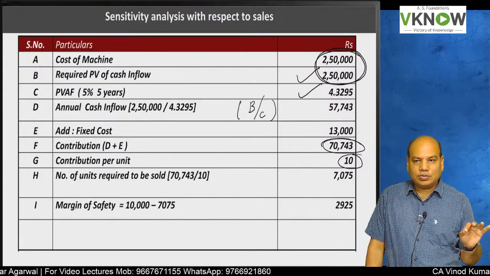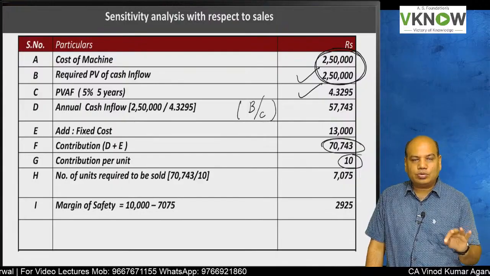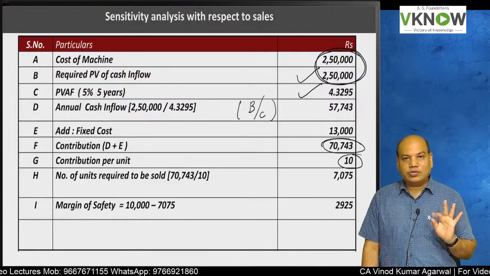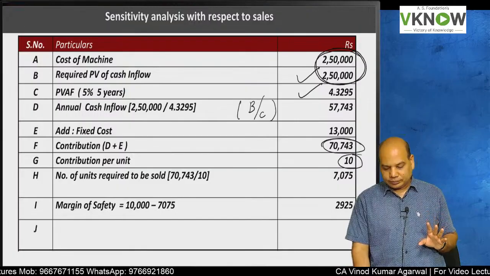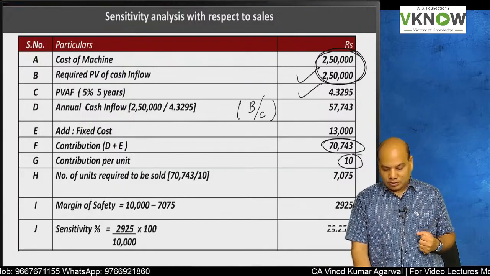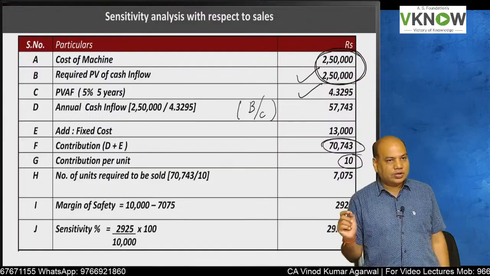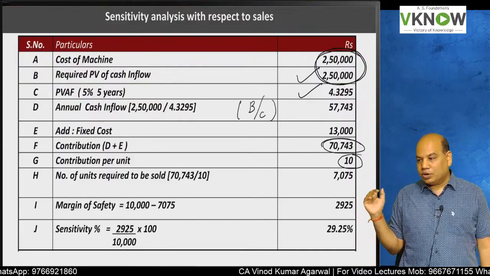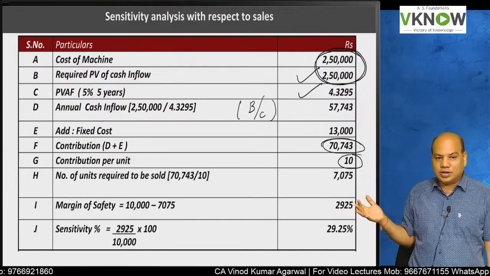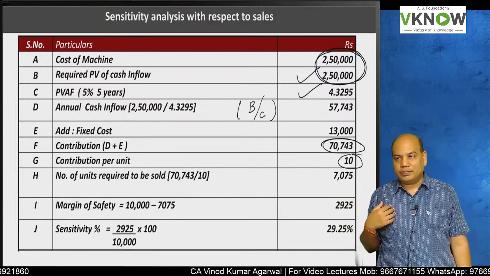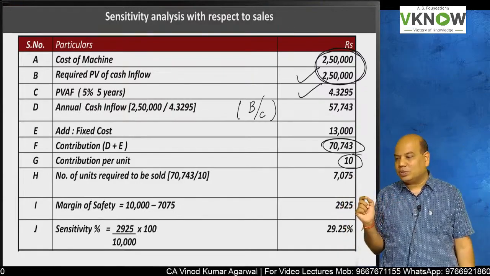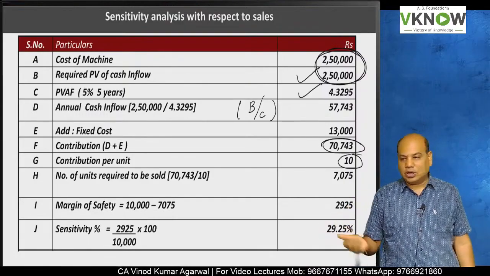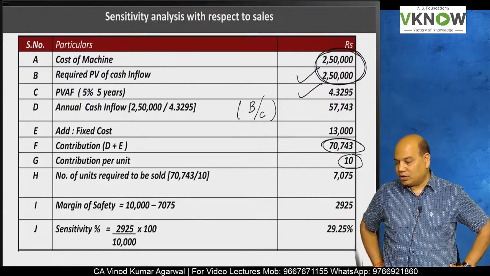Even if my sales quantity per annum goes down by 2,925, my NPV will be positive, or 0, but not negative. That helps me to understand the risk. The risk is that if sales quantity goes down by 29.25%, your NPV will be 0, but if it falls by more than that percentage, your NPV will become negative. Are you comfortable with this 29% margin of safety? If yes, you can go ahead with the project. If no, then you have to rethink, review the project again.